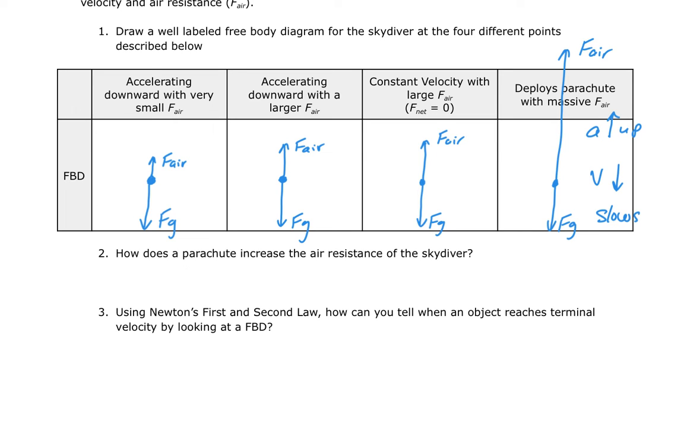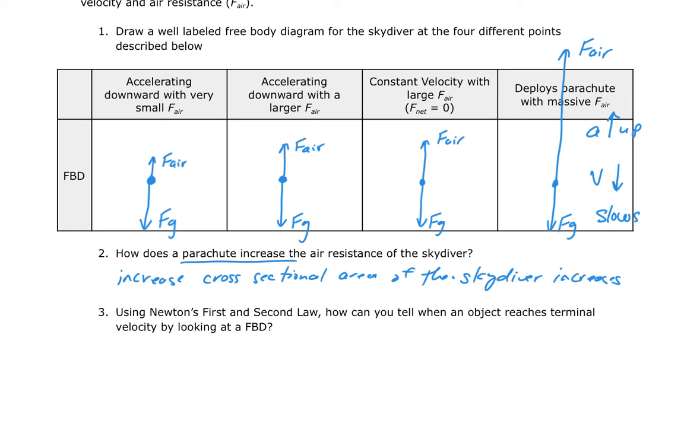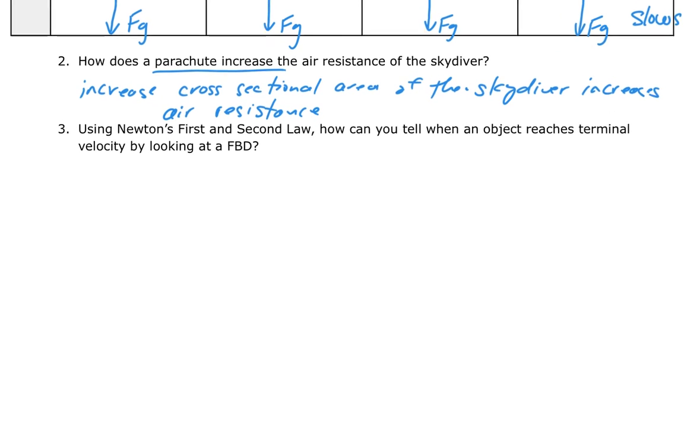Now, let's talk about how the parachute increases the air resistance. We know the parachute increases the air resistance because it increases the cross-sectional area of the skydiver. And when we have a larger cross-sectional area, we know that the air resistance force will increase. So a bigger cross-sectional area means bigger air resistance.